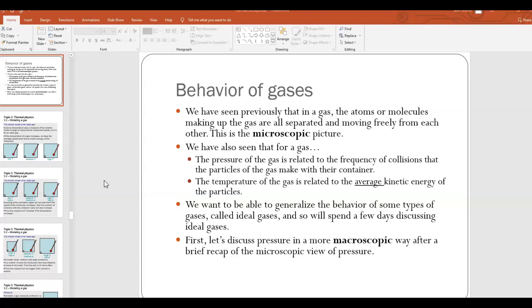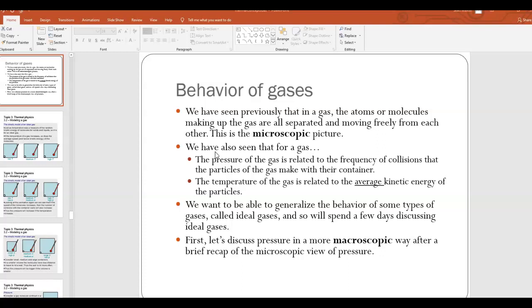We saw in the first video in this unit the difference between a solid, liquid, and a gas. And in a gas, the atoms or molecules making up the object are all separated from each other and they're all moving freely from each other. And this is what we call the microscopic picture. By microscopic picture, I mean looking at things on a really tiny scale, as opposed to the macroscopic scale, which is more like human size that we can see with our eyes. The microscopic view is more fine-tuned, looking at what's happening with individual atoms or molecules.